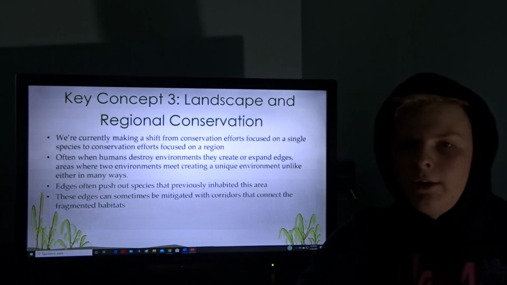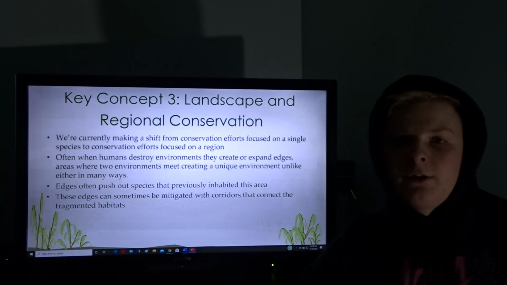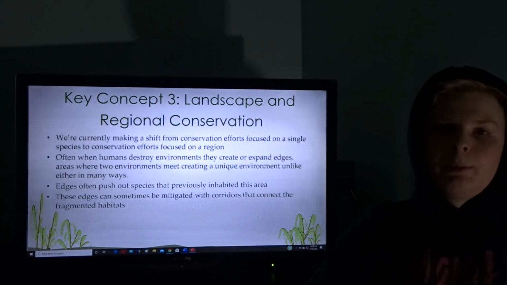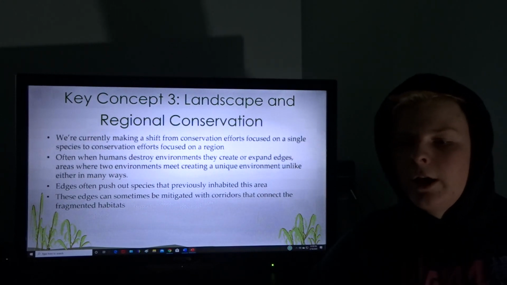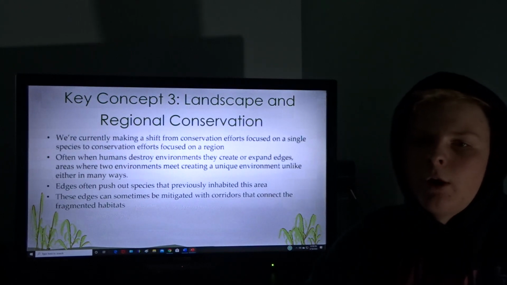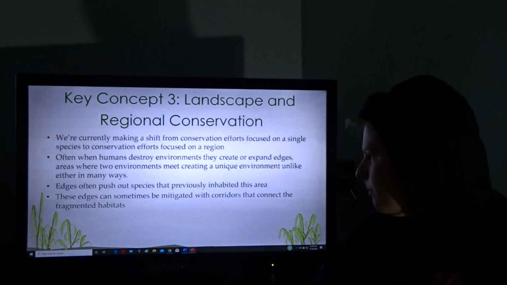But we've realized now that in order to really protect biodiversity and protect species, you can't just protect one species and prevent it from being hunted. You have to protect an entire ecological region in order to successfully do that. And moreover, that helps you sustain biodiversity that much more.